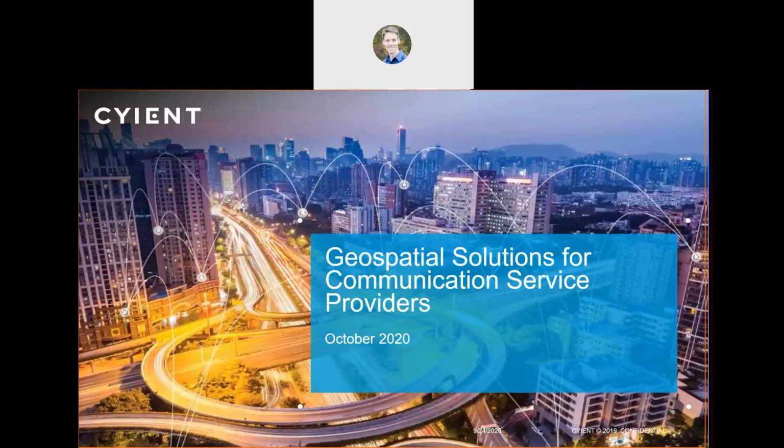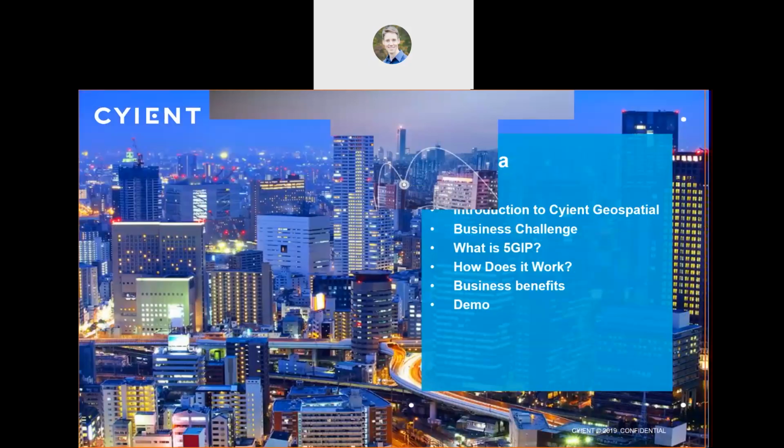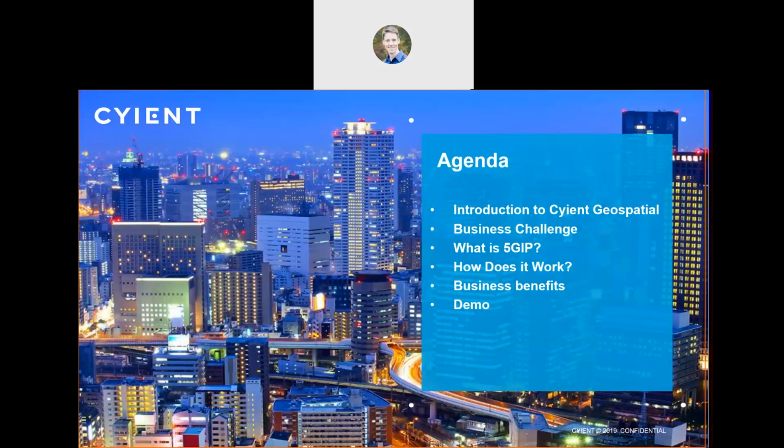It's called 5GIP. So today, we're going to give you just a brief background on Cyient Geospatial Group. We're going to talk about a particular business challenge, and then we're going to go into what is 5GIP, how does it work, the business benefits, and then I will show you some screenshots from our platform.